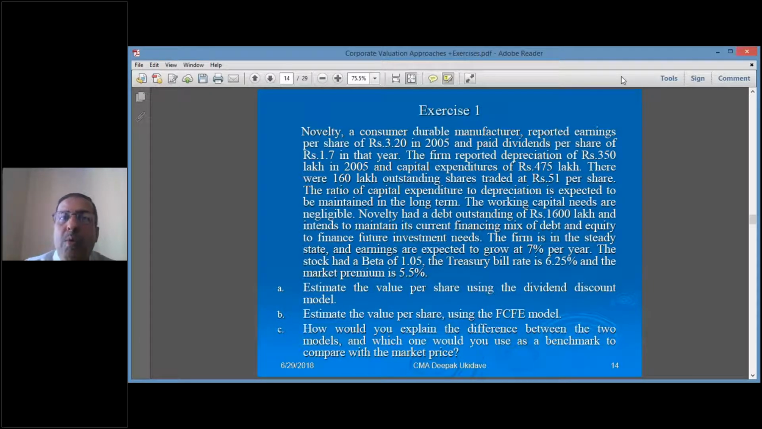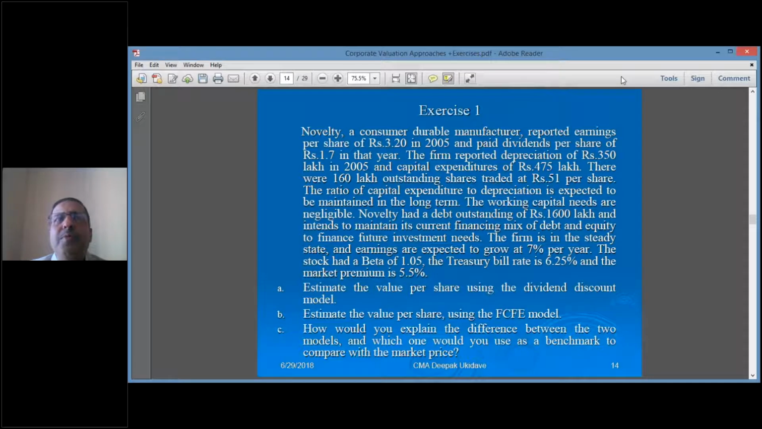WACC is KO, overall cost of capital. We discount the future cash flows to present value by applying KO, the overall cost of capital or weighted average cost of capital. And while using FCFE, we discount the future cash flows to present value by applying KE, cost of equity. We have to do a like-to-like operation.